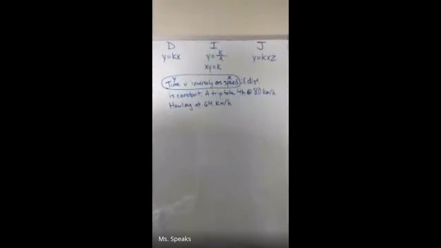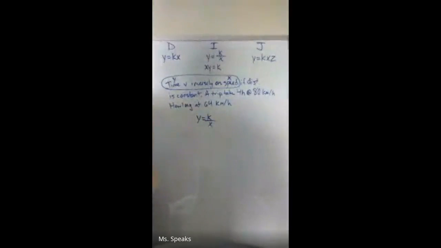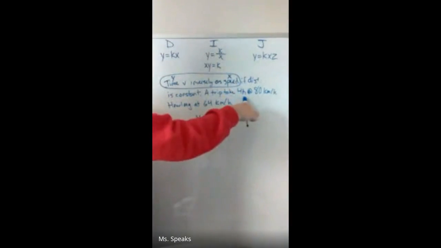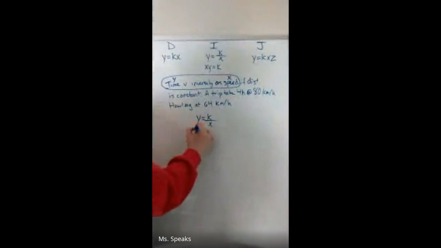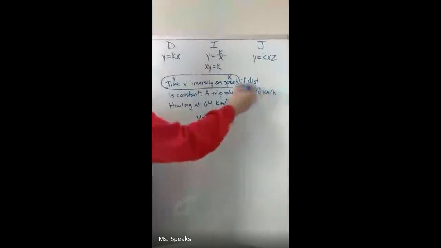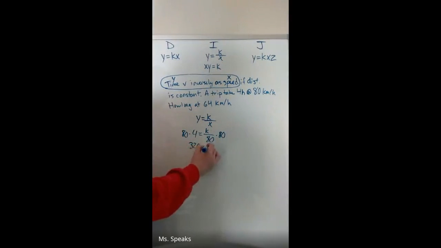So that means my equation is going to be y equals k over x. A trip takes 4 hours. 4 hours is time. That's my y. K, we don't know. At 80 kilometers per hour, that's speed. So if I solve this, I'm going to multiply both sides by 80. So k is 320.